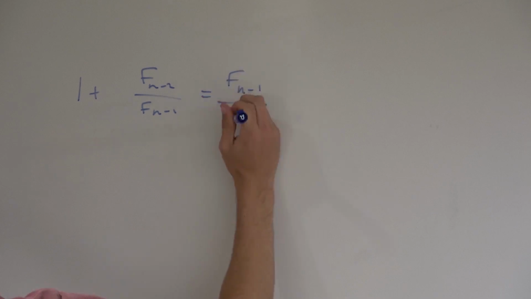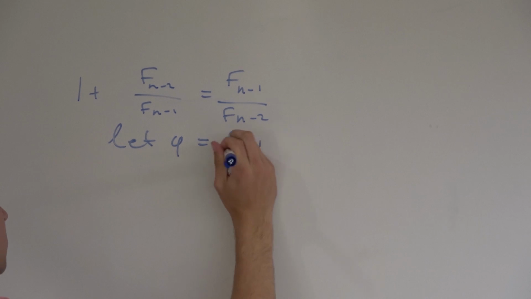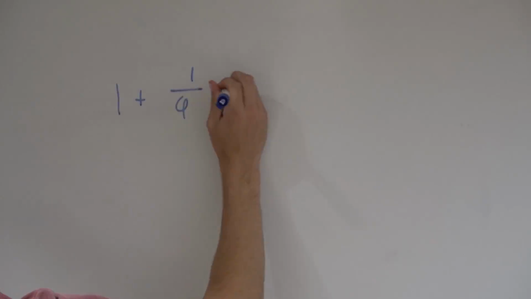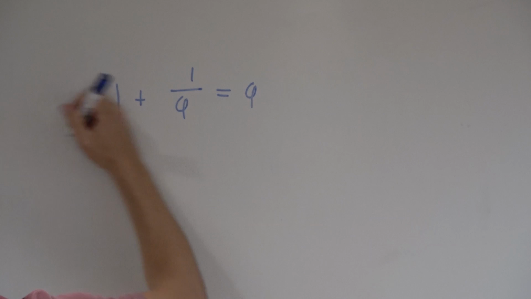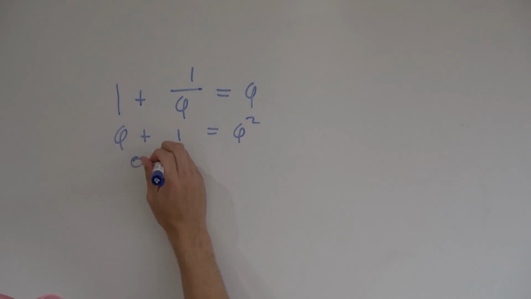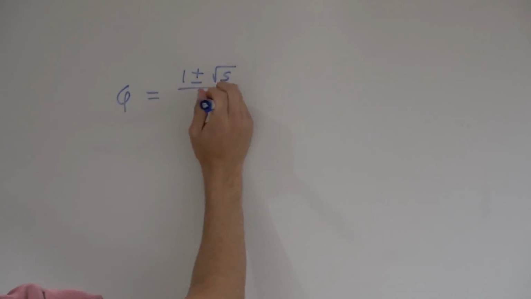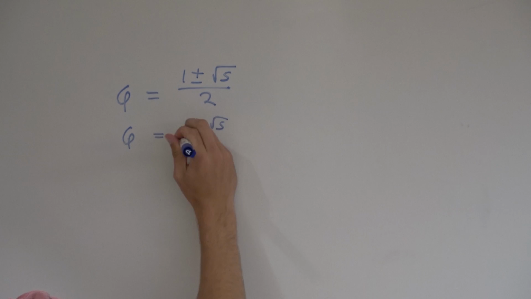Now, F_(n-1) over F_(n-2) is the ratio we are trying to find, so let's assign it a character, phi. By substituting this into the equation, we get 1 plus 1 on phi equals phi. This can be written in the form of a quadratic, and by using the quadratic formula, we can see that phi is equal to (1 plus or minus root 5) on 2. By taking the positive version of this, we see one of the definitions for the golden ratio.